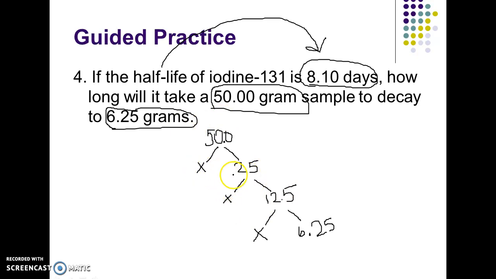Well, I know that 1 half-life happens every 8.10 days. So this half-life took 8.10 days. This half-life took 8.10 days. And this half-life took 8.10 days. If I'm looking for a total time, I'm going to add these numbers together. When I add 8.10 plus 8.10 plus 8.10, I'm going to get 24.3 days. That is how I figure out my total time. Practice doing some on your own, and good luck!